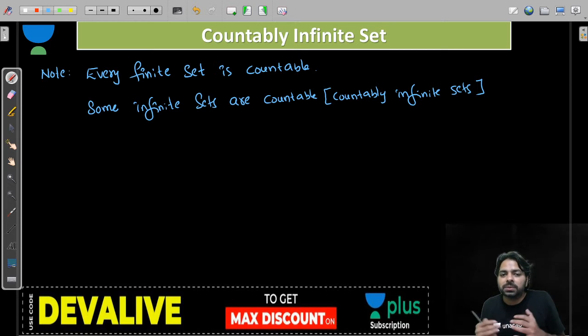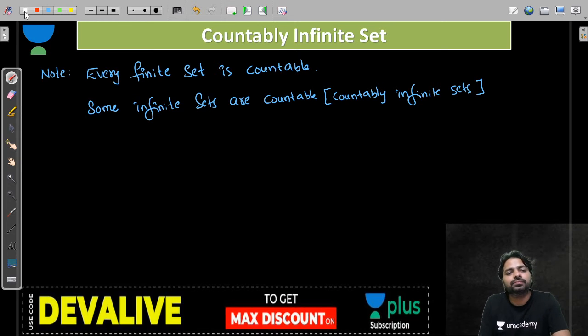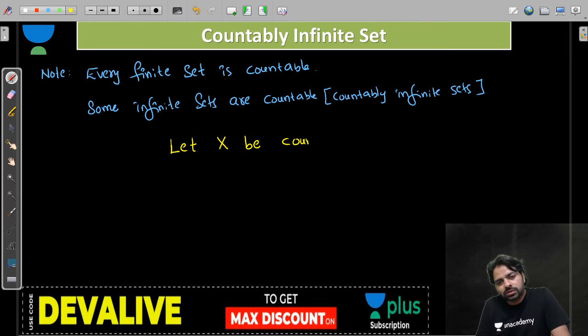Then what is a countably infinite set? For that, you should know the bijective function definition. Let X be a countably infinite set. We do not know that, we want to find out. Then how can we prove that?